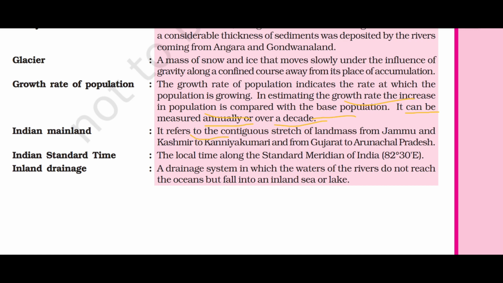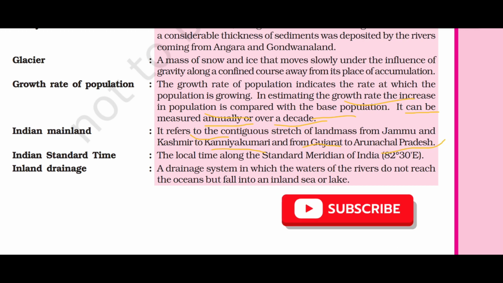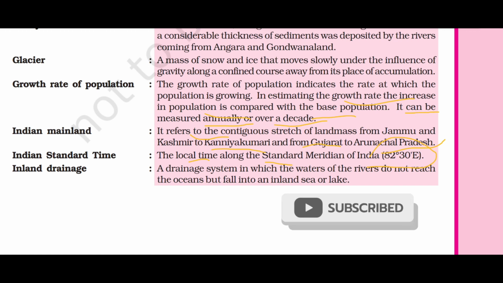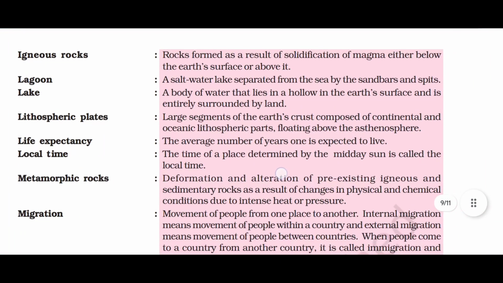Indian mainland. It refers to the contiguous stretches of landmass from Jammu and Kashmir to Kanyakumari and from Gujarat to Arunachal Pradesh. Indian Standard Time: the local time along the standard meridian of India, which is 82 degrees 30 minutes east. Inland drainage, a drainage system in which the water of the rivers does not reach the oceans but falls into an inland sea or lake. Igneous rocks, rocks formed as a result of solidification of magma either below the Earth's surface or above it.